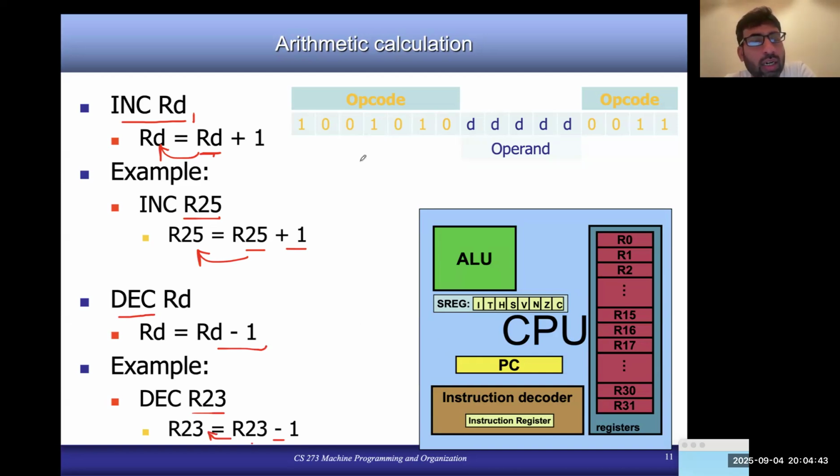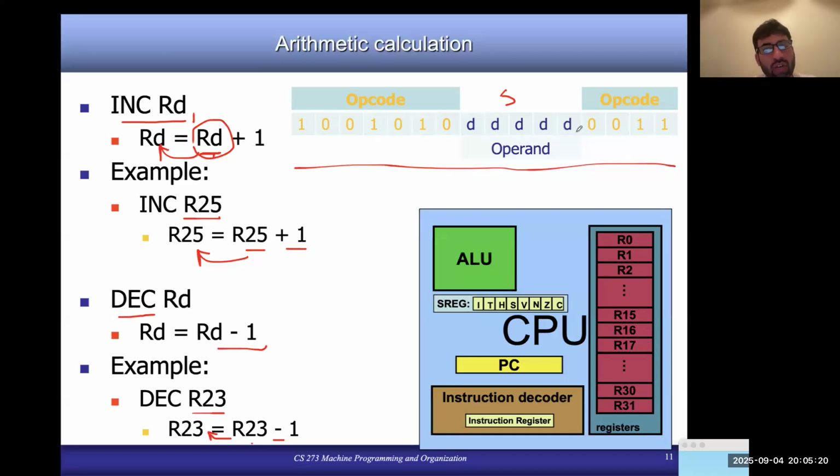So this is the machine code for the increment instruction. Here you can see that the operand bits which specify your RD register take 5 bits, and all other remaining bits are used for the opcode. This is an example to show that all the instructions in the AVR microcontroller do not necessarily follow the same template for their machine code.